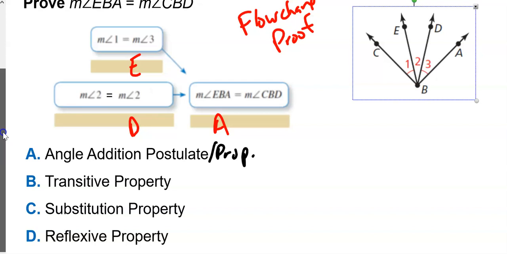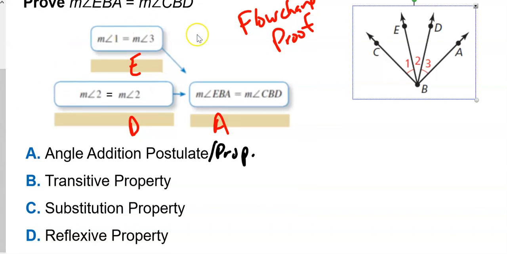Okay? And then the last step is, if we add these two together, 1 and 2, and 2 and 3, hopefully this makes sense. It's what the book calls the angle addition postulate or property. We're going to write that a little bit differently.